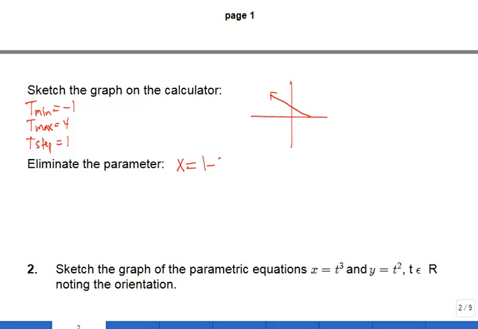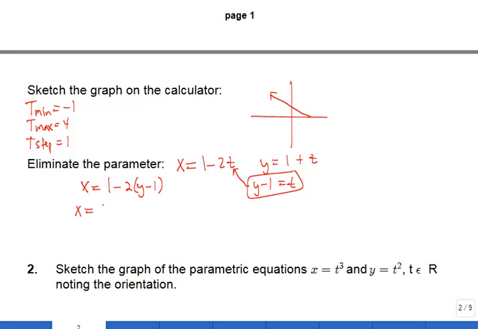Remember that x was 1 minus 2t and y was 1 plus t. So an easy way to eliminate the parameter is to take either one of these two equations, whichever one is easier, and solve it for t. And I can do that pretty easily over here by just subtracting 1. So now we know what t is, and then what I'm going to do is substitute that in over here for the t in the other equation. So this becomes x equals 1 minus 2 times parentheses y minus 1. And now there is no more t showing up here. That's what it means to eliminate the parameter.